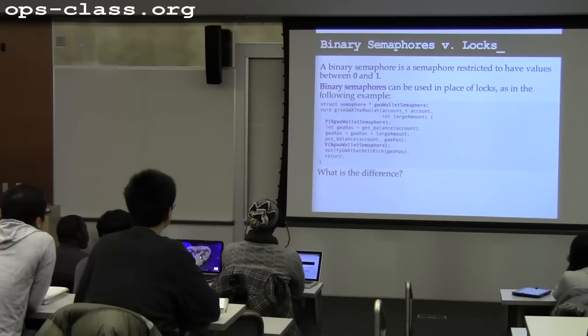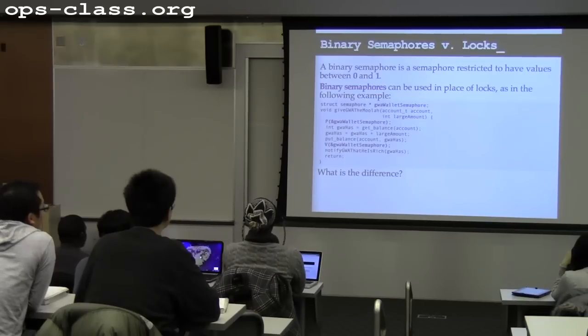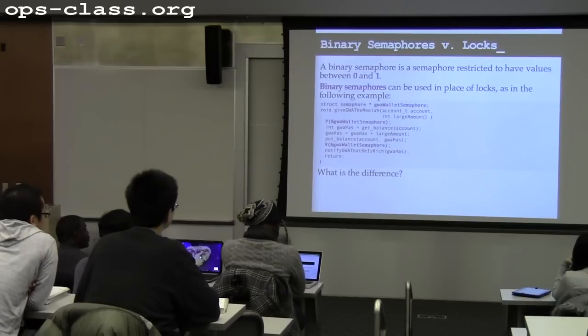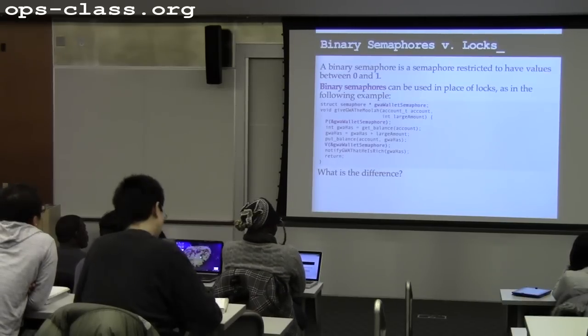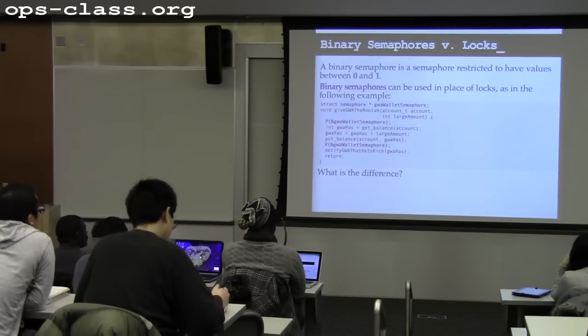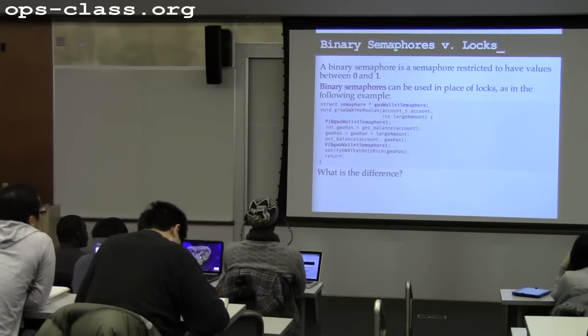You're very close. The semaphore doesn't need to be released by who? Exactly. So locks have an owner, right? A lock has an owner, and if you try to unlock a lock that you don't hold, that should be a mistake that your lock should catch and scream at you about, probably by panicking or something, right?